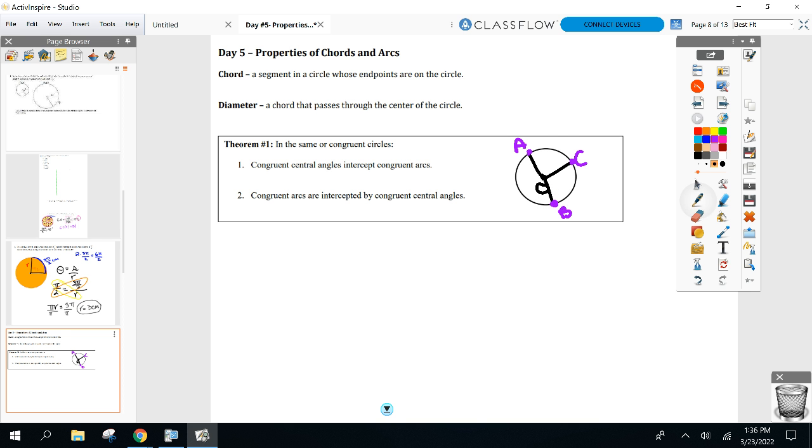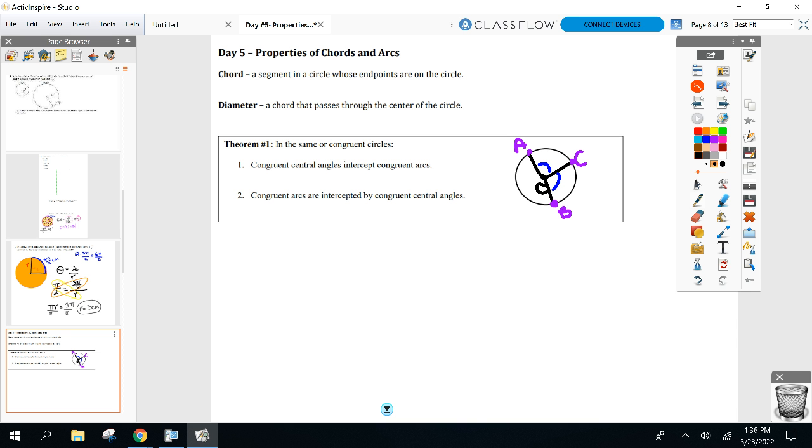I know this has been a while since we've done this. How do I show the two are congruent? I know it's been a couple units. How do I show two angles congruent? Arc marks, right? So let's show they're congruent. Here's the first theorem, number 1. If the central angles are congruent, so are the arcs across from them.